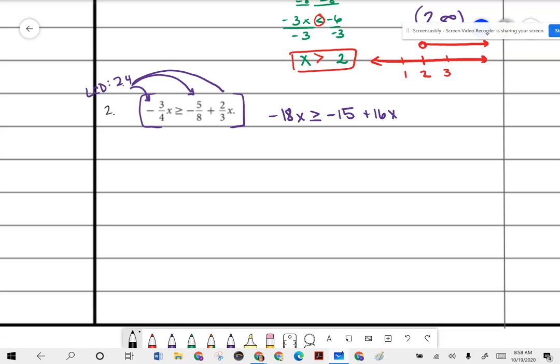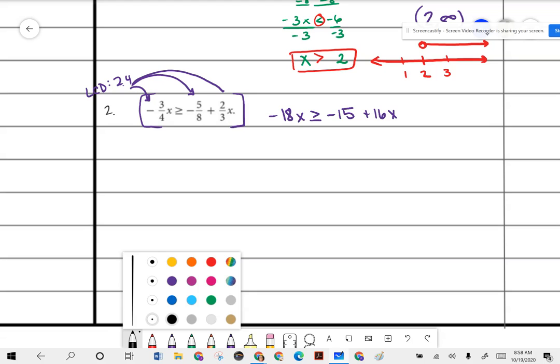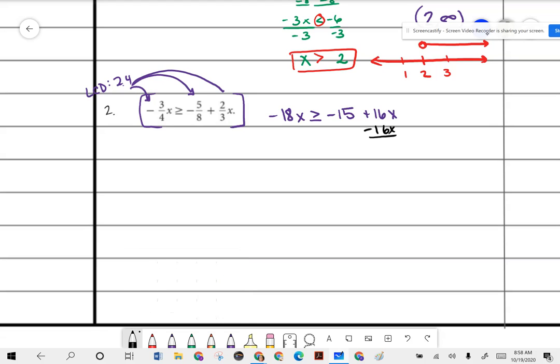Now we get to solve as normal. So we are going to go ahead and subtract 16x. Looks like I have 34x is greater than or equal to negative 15. Notice I did not flip the inequality. I subtracted, which says you can do that. You don't have to flip it. Now I'm going to divide by 34. And x is greater than or equal to negative 15 over 34. All right, so that's my solution.